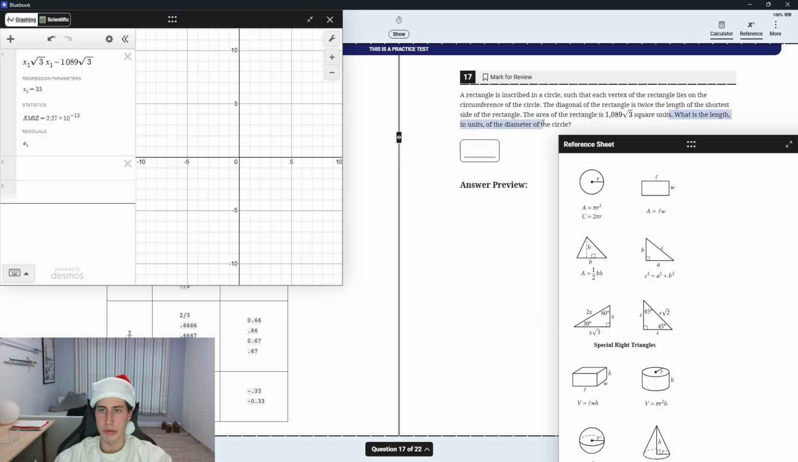So what is the length in units of the diameter of the circle? And so the diagonal of the rectangle is twice the length of the shortest side of the rectangle. So if you know the diagonal is twice the length of the shortest side, so that's again 30, 60, 90. So if the height here is x, the diagonal is twice that, 2x, that's just the right triangle here. So now we need to find the length of the diameter. The shortest side is x, which is the height. So it's 33 times 2, which gets us 66.